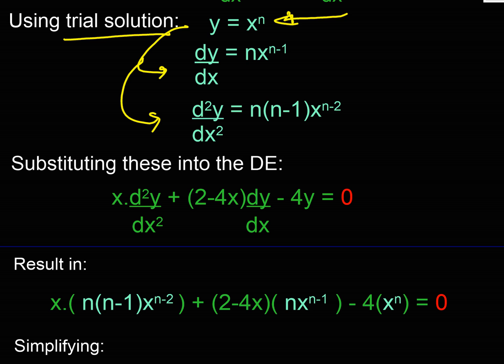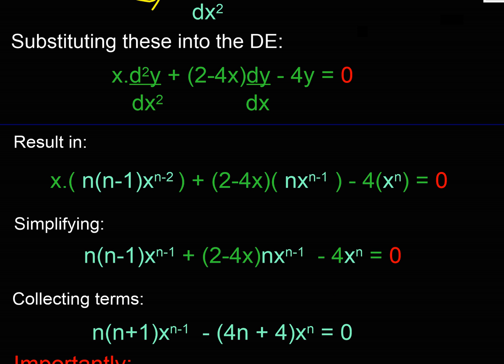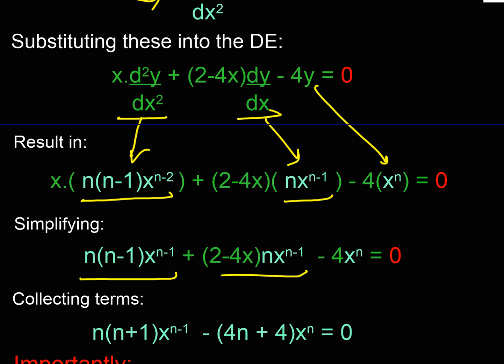I'm going to substitute those into my differential equation. Here we go. So I'm replacing the d2y by dx squared with the second differential, I'm replacing the dy by dx with the first differential, and I'm just replacing y with the original function that I'm using as my trial function. And what you can see here is, after a bit of tidying up, we get our three terms and we've got different powers of x to the n.